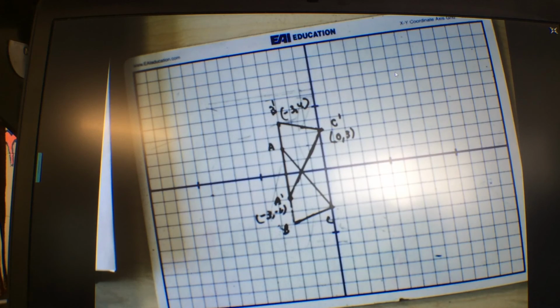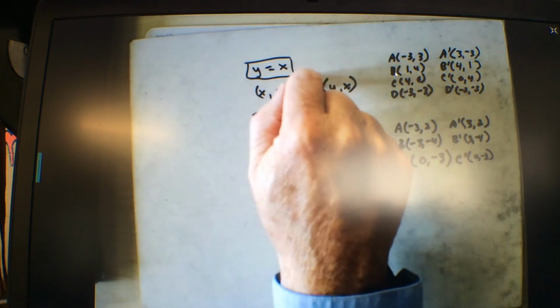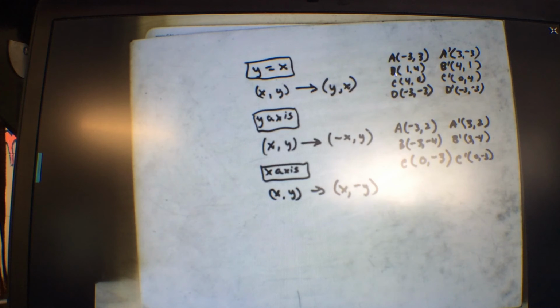All right? So this method works great on these two. It's a little harder on that one. Okay? The nice thing about y equals x, all you do is switch your x and y, and you got it.